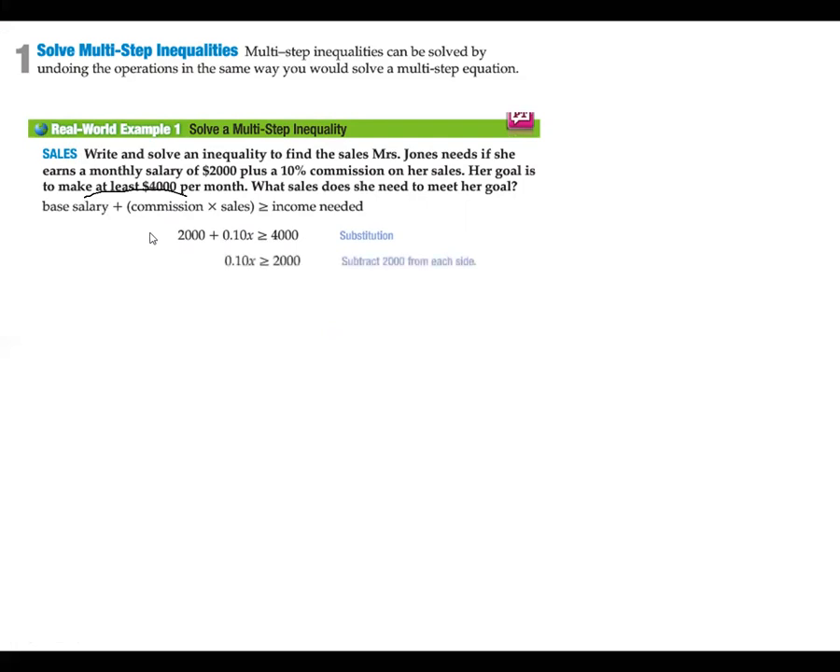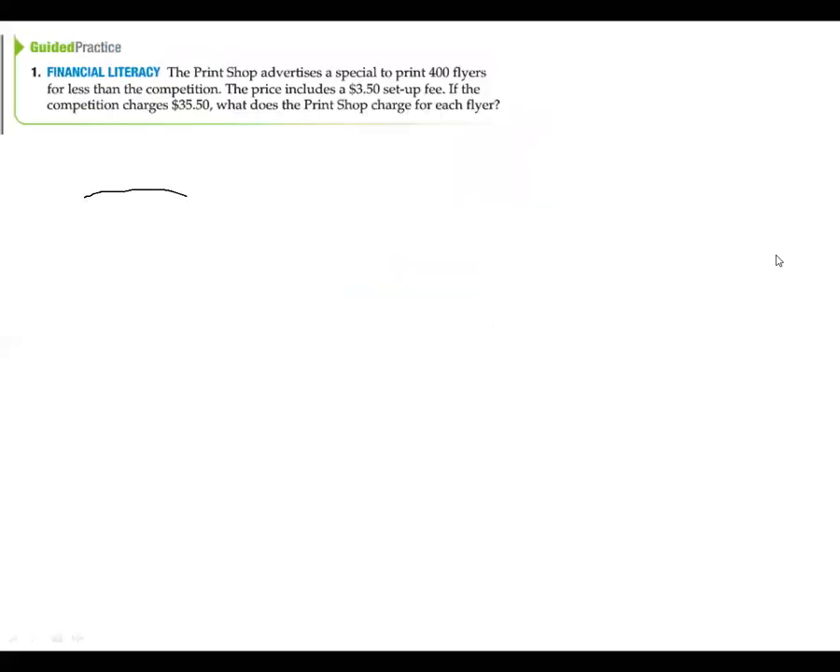So if we solve that, you subtract 2,000 from both sides, then divide by 0.10. So X has to be greater than or equal to 20,000. So that means she must make at least 20,000 in sales to meet her monthly goal. So if she hits 20,000 or any more than that, she'll be good. If she gets $19,999 in sales, she won't quite hit $4,000 per month. All right, so go ahead and read this one, pause the video, and hit play when you're ready.